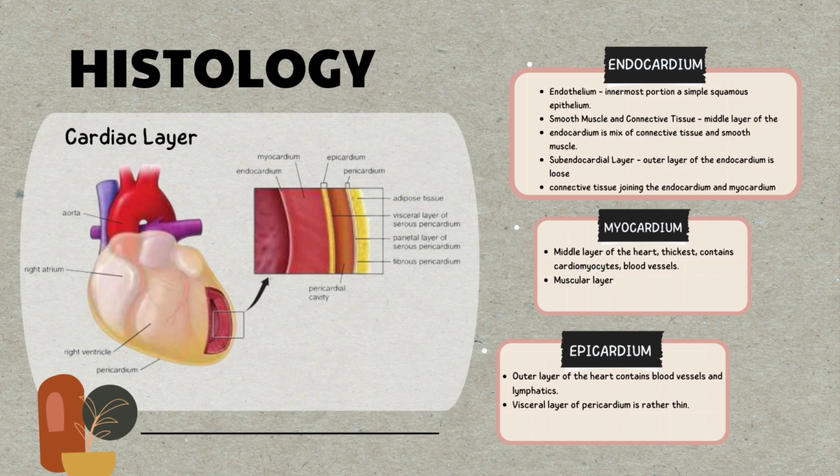And then we have the myocardium. The myocardium is the middle layer of the heart, between the endocardium and the epicardium. It contains cardiomyocytes and blood vessels. This is the muscular layer. And then we have the epicardium. The epicardium is the outer layer of the heart and contains blood vessels and lymphatics. It contains the visceral layer of the pericardium, which is rather thin.